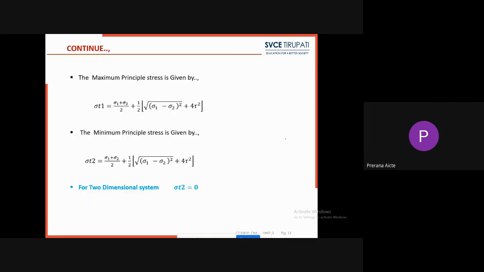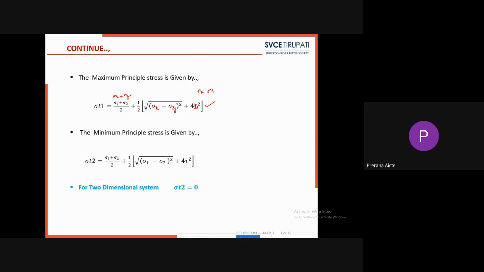See here, if you're going to calculate the sigma T1 value, you have to use this equation. Clear? Sigma T1 is equal to sigma 1, or we can call it sigma x plus sigma y by 2 plus 1 by 2 into root of sigma x minus sigma y whole square plus 4 tau square. Tau means shear stress value. This sigma x value and sigma y value they will give in our problem.